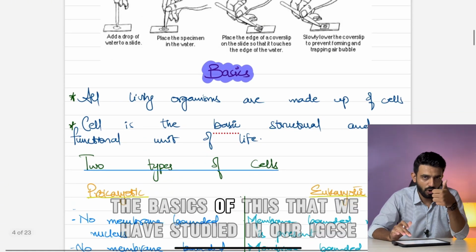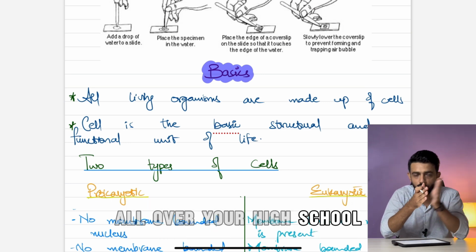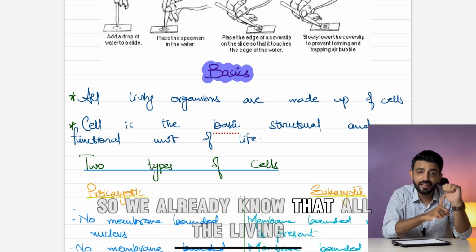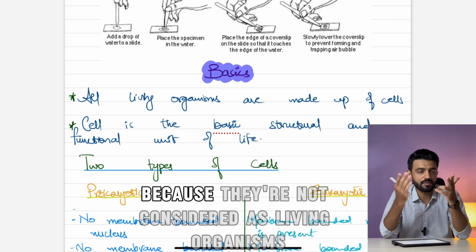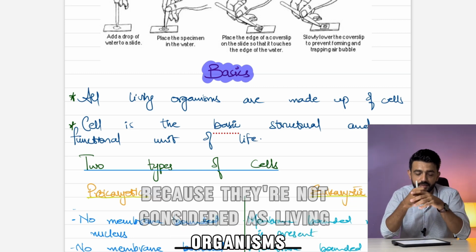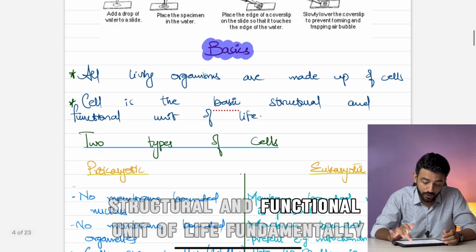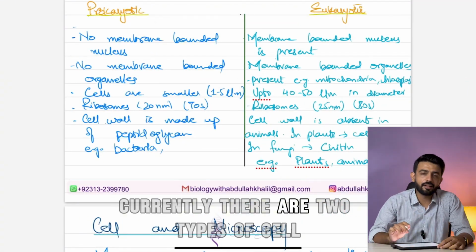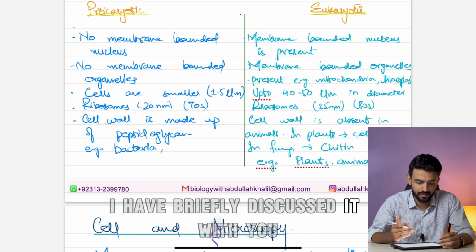The basics of this we have studied in our IGCSE O-level or high school. So we already know all the living organisms in the world are made up of cells, not viruses, because they are not considered as living organisms. Secondly, cell is the basic structural and functional unit of life. Fundamentally, there are two types of cell. There is prokaryotic cell and eukaryotic cell. I have briefly discussed it with you.